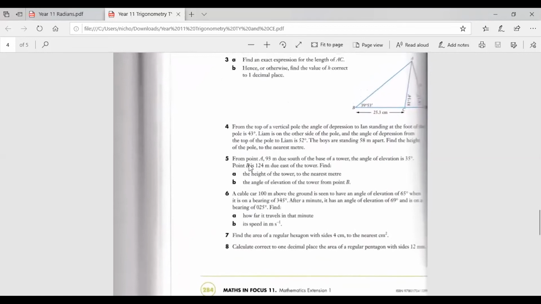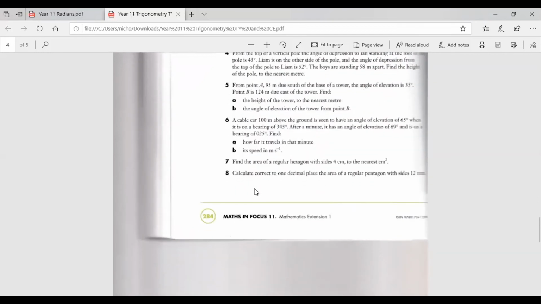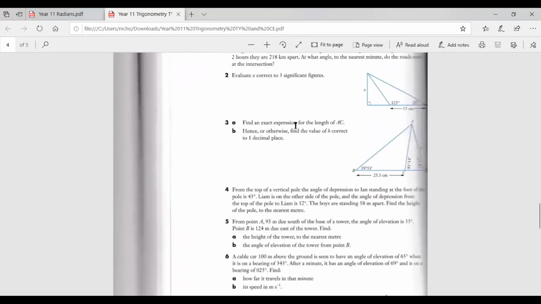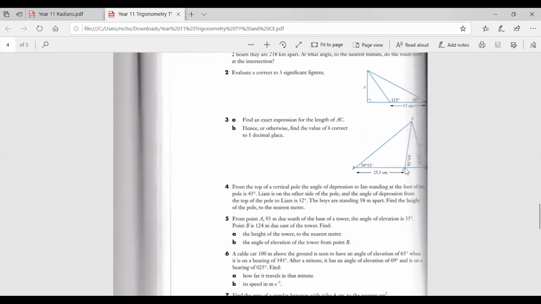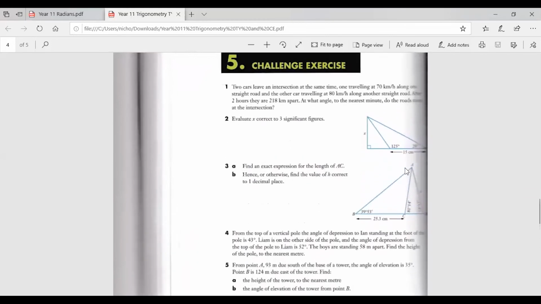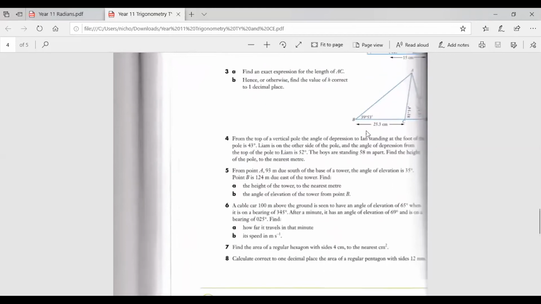So, can I get you to do question 3? Sure. Oh, actually, you can't really see the end of question 3. So I might get you to do question 5. Yeah. 4.8. 93 meters. Due south of the base of the chapel.